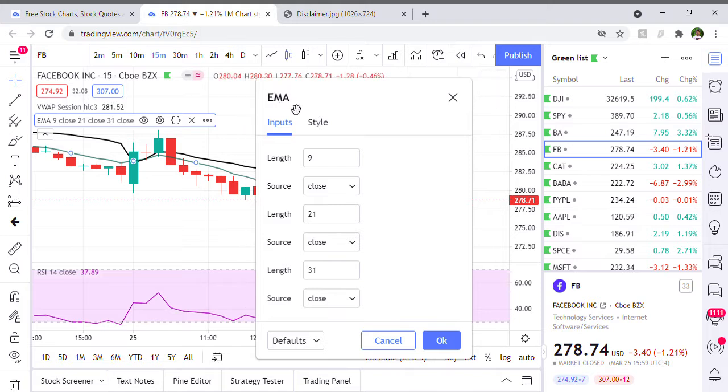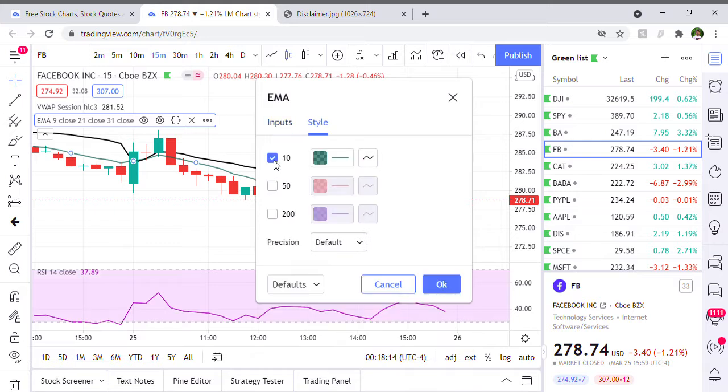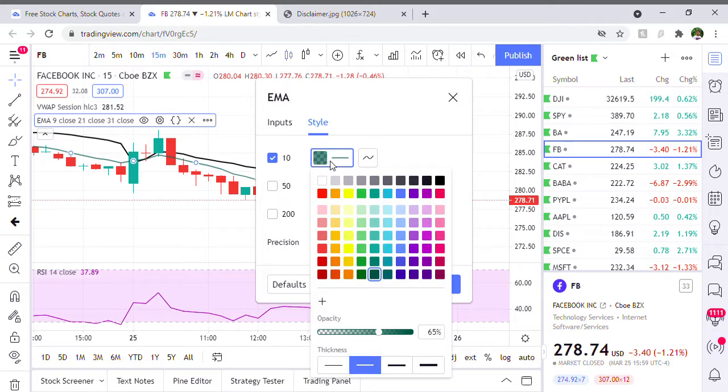Okay, EMA means exponential moving average, which gives a quicker response than a simple moving average. So do remember that. Now we'll go to the style. The 9 EMA shows 10, 50, 200, but they are actually 9, 21 and 31. These are just the naming conventions, so don't worry about that. Remember, the short or quick length is the 9 EMA, so hit this and select the green color. Also select the line thickness from here.